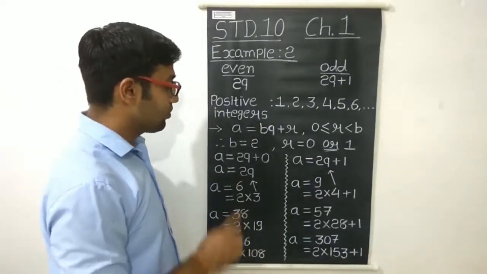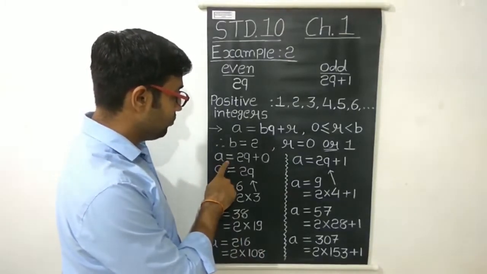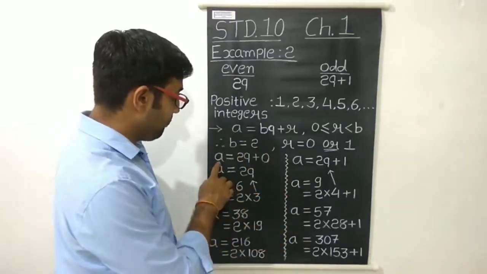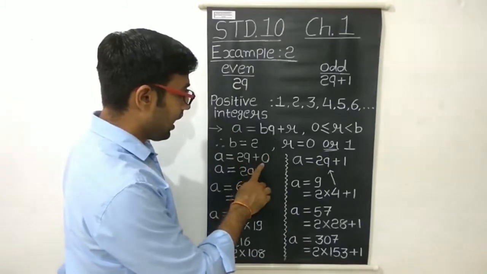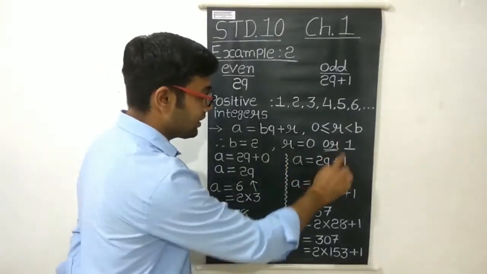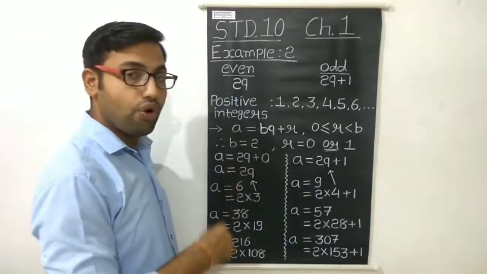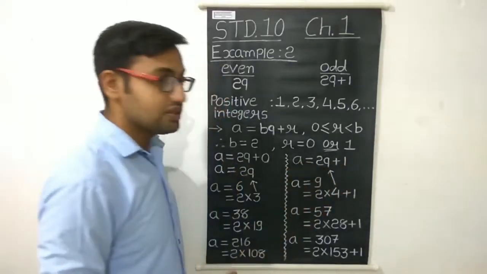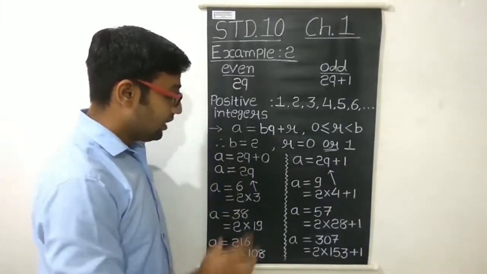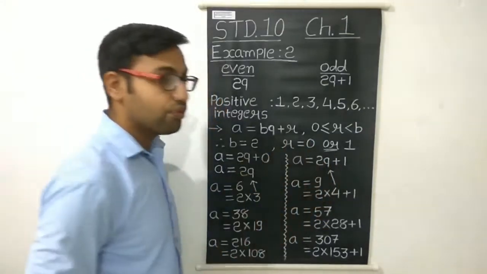Now by using Euclid's division lemma, we can write the relation a is equal to bq plus r. Now putting the value of b, we get a is equal to 2q plus r. One time we will take r equal to 0 and one time r equal to 1. So according to Euclid's division lemma, a is equal to 2q plus 0 or a is equal to 2q plus 1. 2q plus 0 we can write as 2q. So the value of a is either 2q or in the form of 2q plus 1.